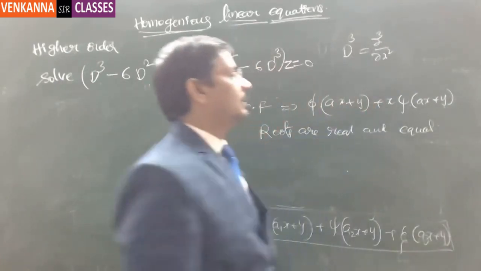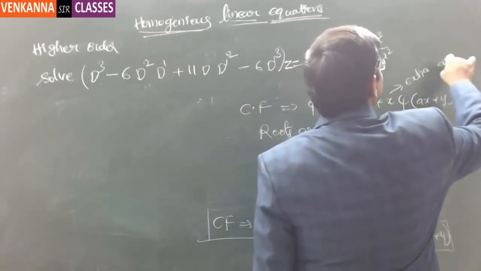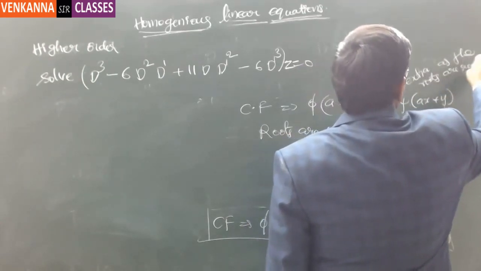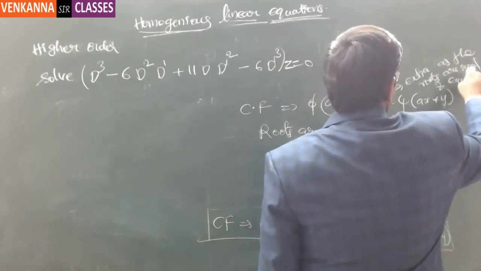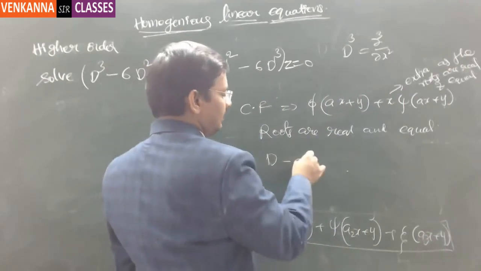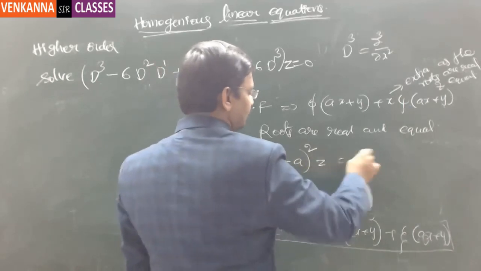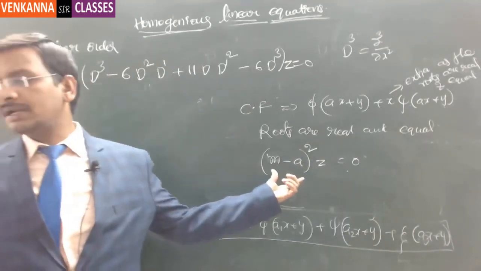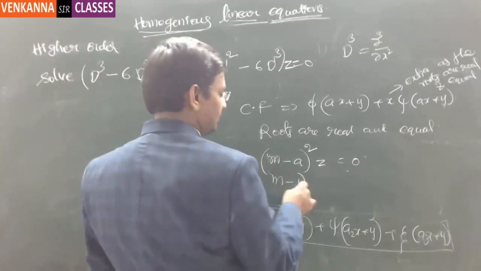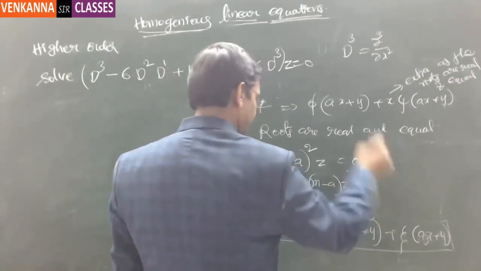Got it? So here there is one x extra that comes, as the roots are real and equal. Got it? So why we are doing it this way is, suppose I have, let us say, (m minus a) whole square as a factor. So in this case the roots are real and equal, right? If the roots are real and equal, then you can write this as (m minus a) into (m minus a) into z equal to 0.